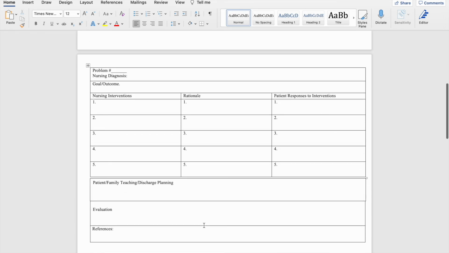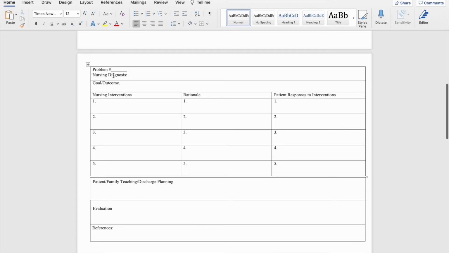Now, here are the problems that we have. The nursing diagnosis. The nursing diagnosis, we have to write it in a certain format. It's whatever the issue is related to, as evidenced by format, which I will show you later as well. And you have some nursing interventions, the rationale on why you're implementing those interventions, and how the patient responded to those interventions. This is important because we want to evaluate if our plan of care was effective, if our interventions were effective, and if there's anything that we can do to assist our patients.